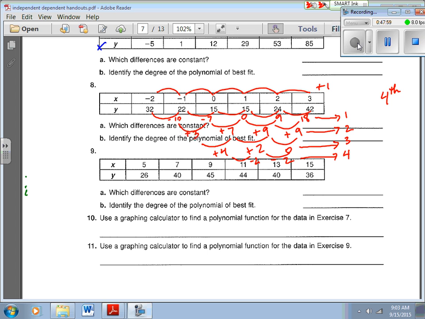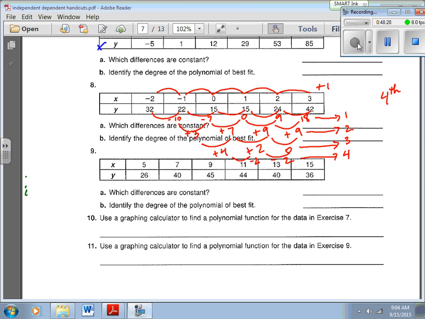Are they ever going to be different? On the absolute value one, that one's going to be a little bit more, because that one has negatives and positives also. All right. So number 8 is a 4th degree polynomial. Okay.